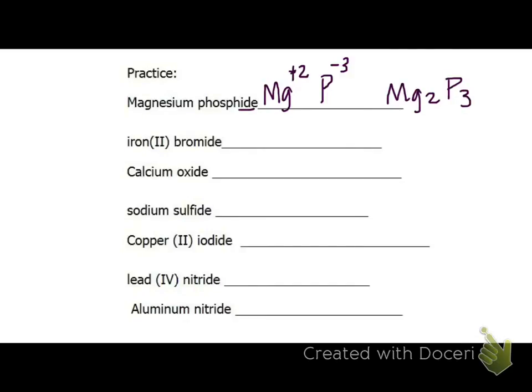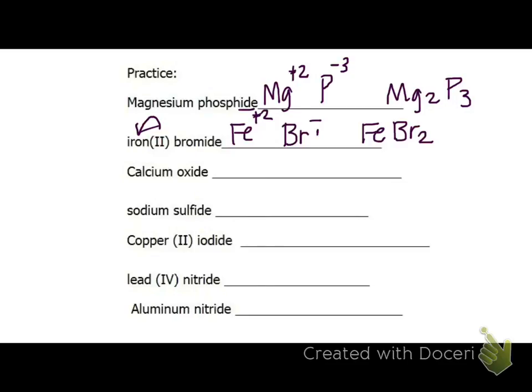For iron 2 bromide, this 2 is telling me the charge of iron. It's not saying that I have 2 iron. It's telling me that my iron has a plus 2 charge. Okay? And then bromide is a negative 1 charge because it's a halogen. So then I would look at those and say, okay, I've got a plus 2 here and a negative 1 here. And so I would need 1 iron and 2 bromine. So that would be my final formula. Notice when I'm writing the final formula, I am not writing down any charges.